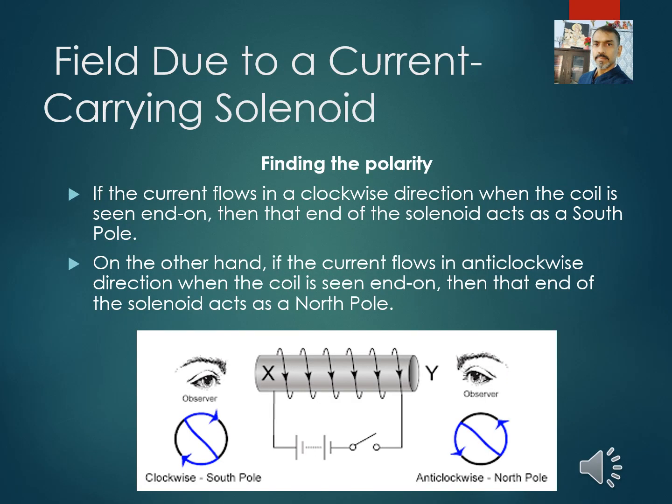To find the direction of magnetic field due to a solenoid, the right-hand rule is used. Another convenient way to find the direction is, if the current flows in a clockwise direction when the coil is seen end on, then that end of the solenoid acts as a south pole. On the other hand, if the current flows in an anticlockwise direction when the coil is seen end on, then that end of the solenoid acts as a north pole.